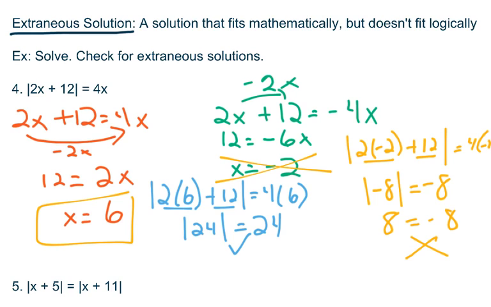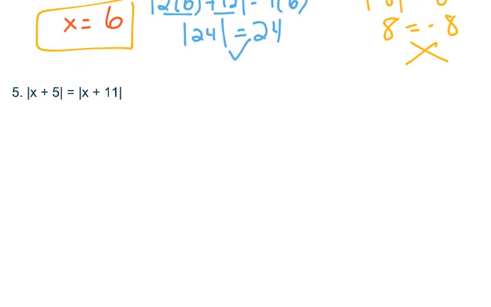The answer is 6. Okay, this is what I mean by it fits mathematically. We found this correctly. We didn't do anything wrong, but when we went back to check it, something didn't quite work. Okay, so negative 2 would be an example of an extraneous solution, which means 6 is your only solution for problem number 4. Let's try another one, number 5 here.